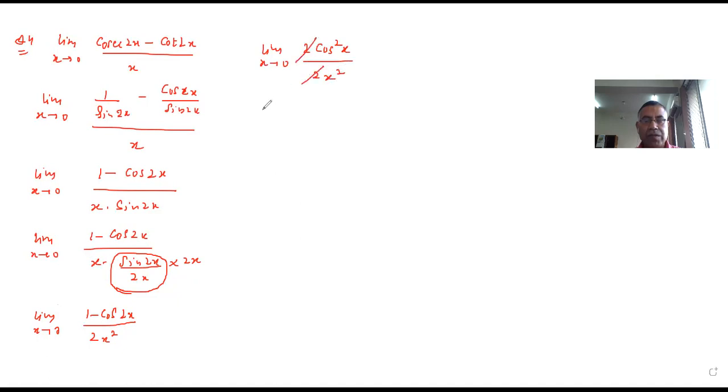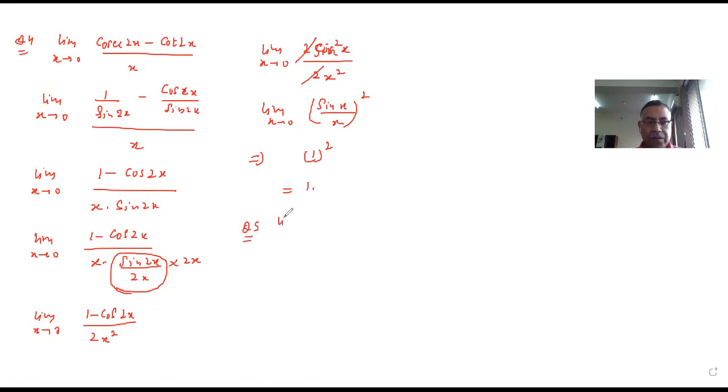So 1 minus cos 2x, this is 2 sine square x, upon 2x square. So 2 goes with this. Limit x tends to 0. So this is sine, not cos, because 1 minus cos 2x is 2 sine square x. So this is equal to (sine x upon x) whole square, which implies this is 1 whole square, which is equal to 1. So in this way, you can apply. Now, one more question.